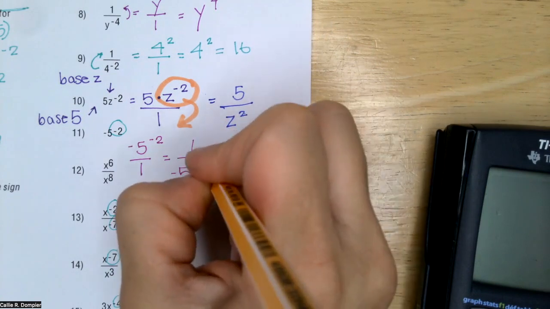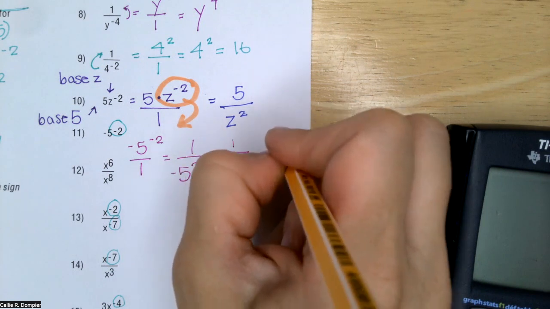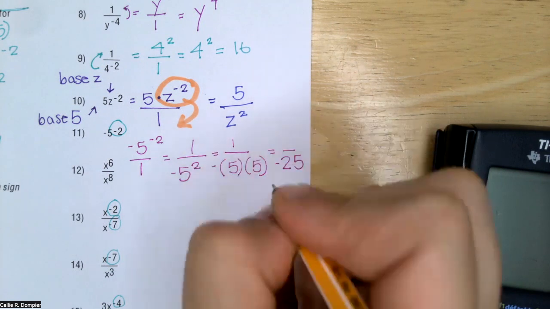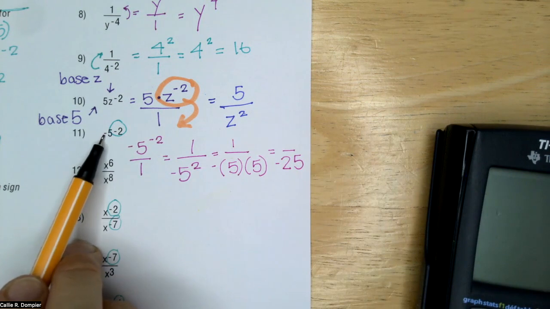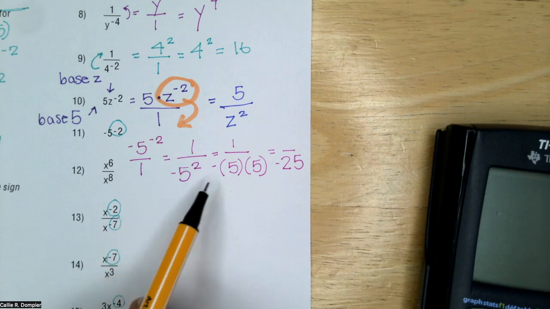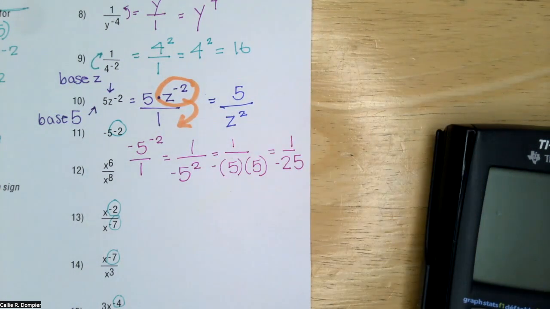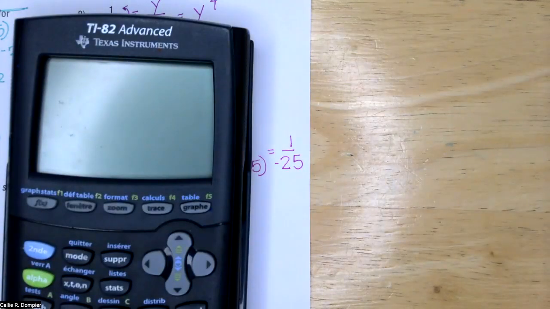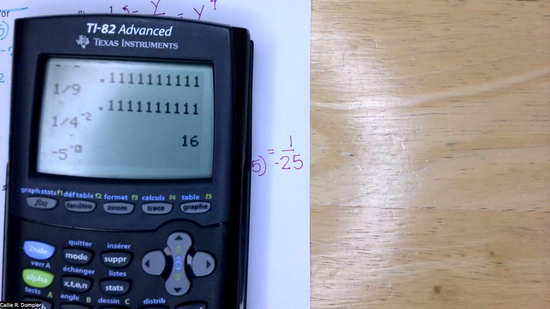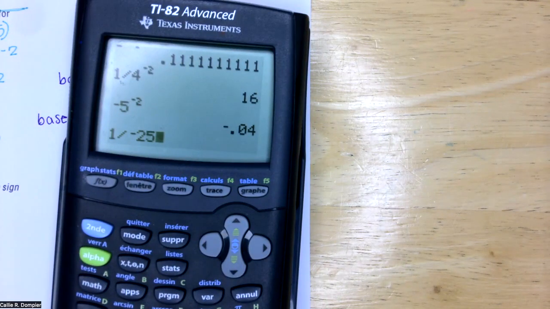Now, 5 times 5 is 25, but there was a negative in front of that 5. Negative in front of the 5. It's not in parentheses, so it's not going to be negative 5 times negative 5. It's going to be negative times 5 times 5. 1 over negative 25. Negative 5 to the power of negative 2. Or 1 divided by negative 25.